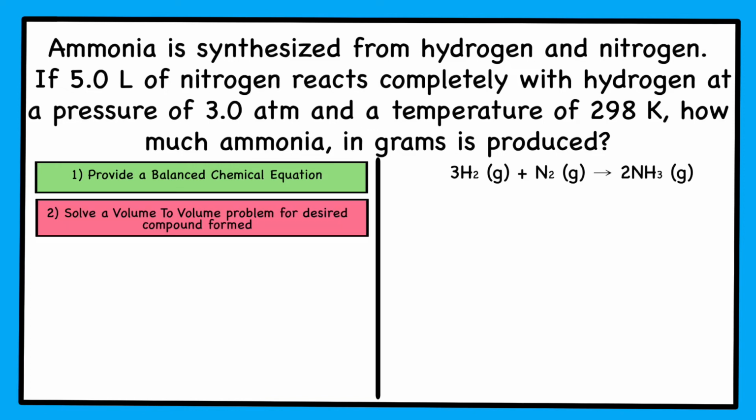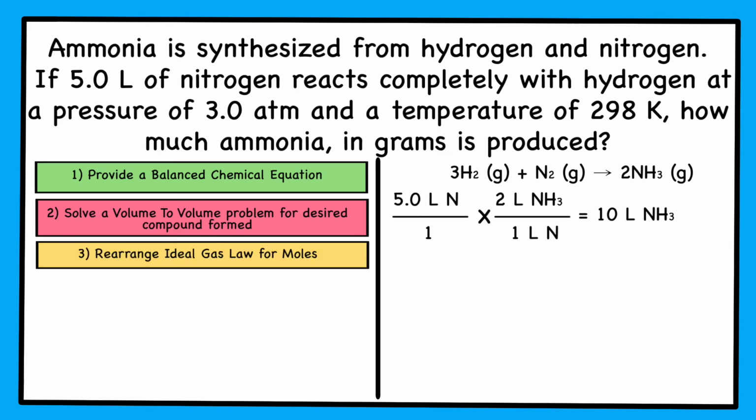Now step 2 is to solve a volume-volume problem for our desired unit. We are going to take our 5.0 liters of nitrogen and find how much ammonia is produced. So now I'm going to use my 5 liters of nitrogen over 1, then use my volumetric relationship of the coefficients of 2 liters of ammonia over 1 liter of nitrogen. Once I multiply and divide out, this gives me 10 liters of ammonia produced. Now I can go to step 3.